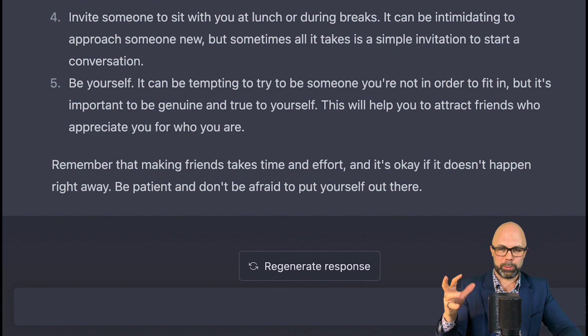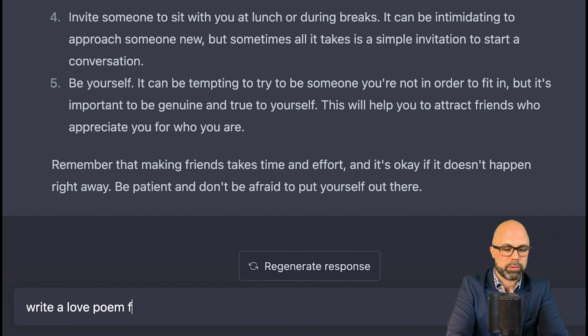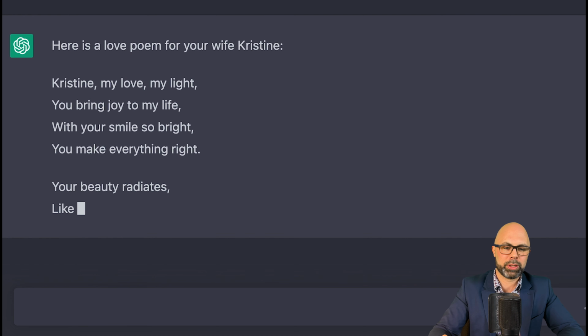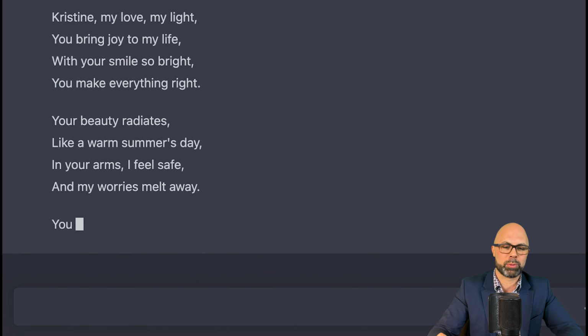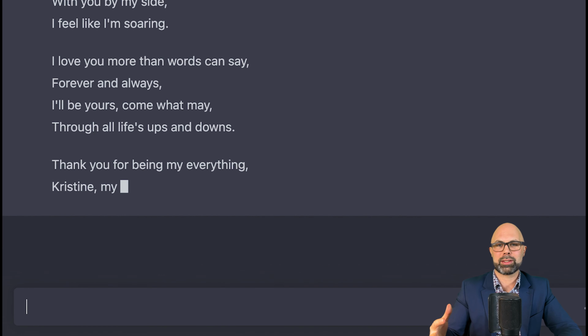Let's shift gears a little bit and say that I want to write a love poem for someone. Now, I'm married to someone named Christine, so let's go for that. Write a love poem for my wife, Christine. Let's see what it can do here. Christine, my love, my light, you bring joy to my life. With your smile so bright, you make everything right. Now, it is, again, making this uniquely in real time.